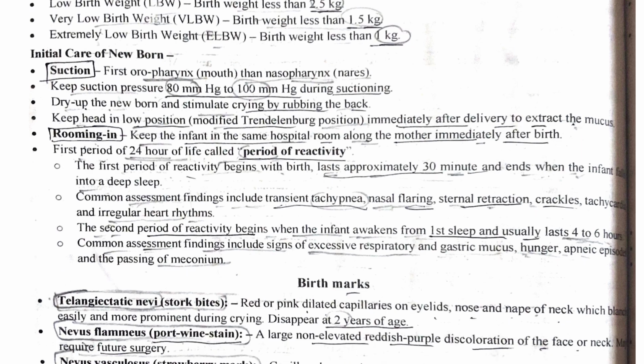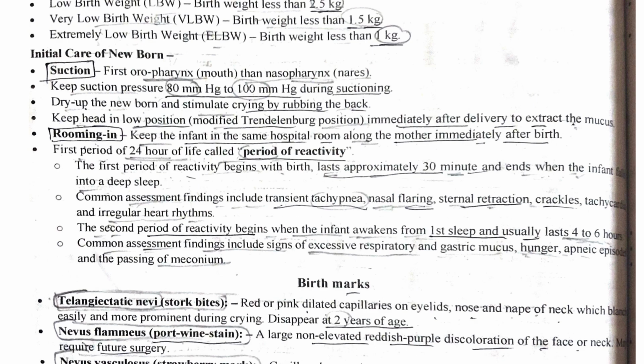Rooming in: keep the infant in the same hospital room along with the mother immediately after birth. The first period of 24 hours of life is called the period of activity. The first period of activity begins with birth and lasts approximately 30 minutes, and ends when the infant falls into a deep sleep.